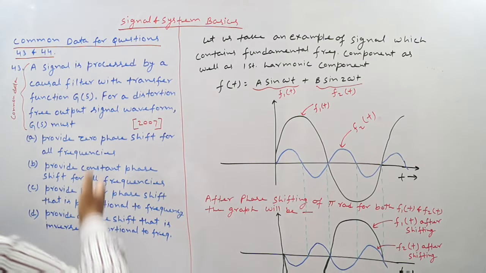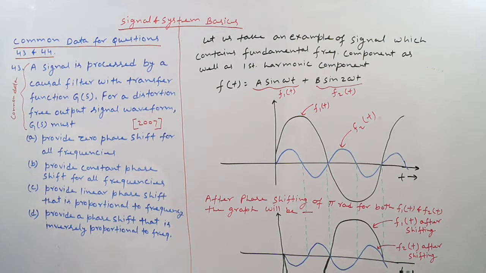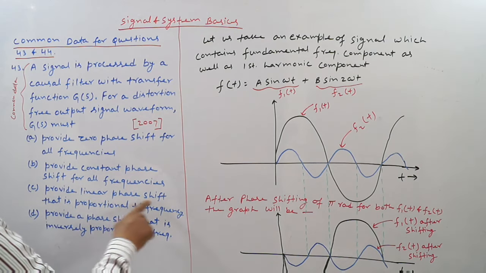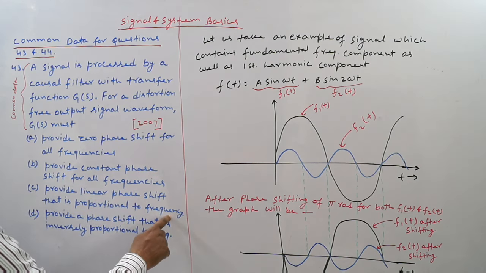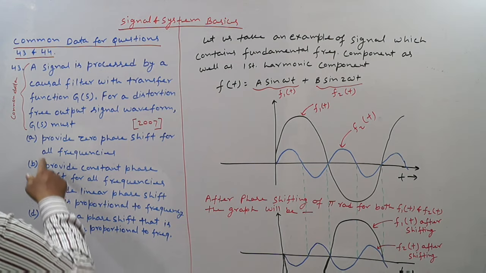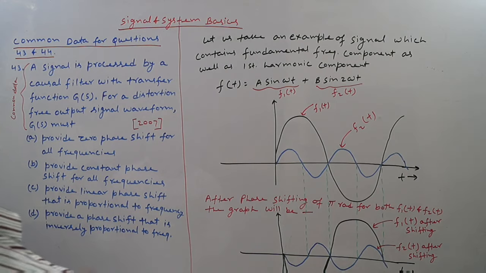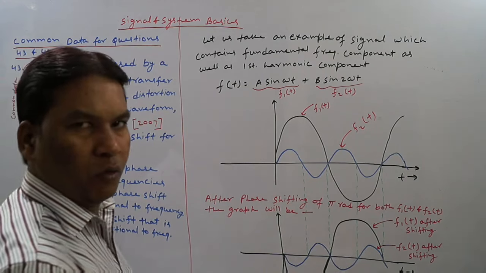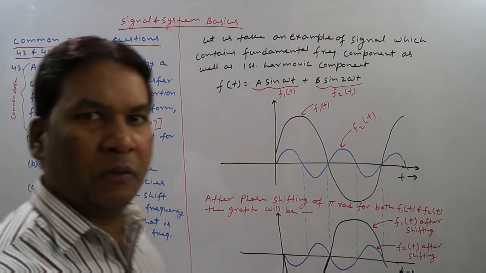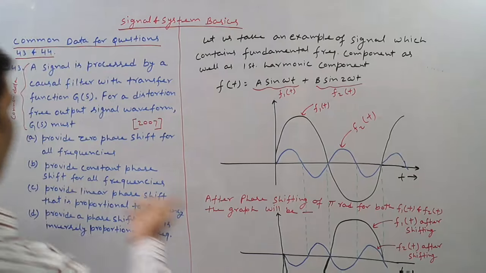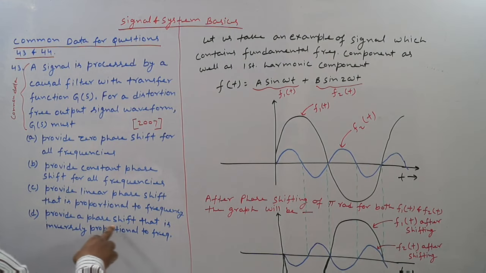So which of the given options is correct? Provide a linear phase shift that is proportional to frequency. The option number C is correct, because the other options provide zero phase shift for all frequencies. If you are providing zero phase shift, then the graph is the same, so there is nothing that we are shifting. Another one is provide a phase shift that is inversely proportional. That is also not correct.